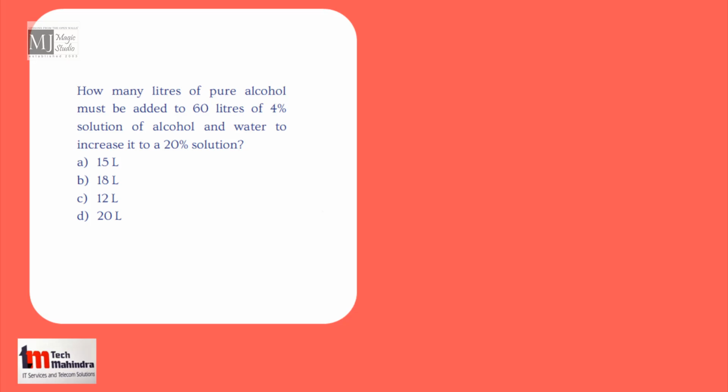A very peculiar question from mixtures. And with this question, I'll try to explore different methods which we can use in these kinds of questions. How many liters of pure alcohol must be added to 60 liters of 4% solution of alcohol and water to increase it to 20%? Fine. Initial volume is 60 liters and 4% is alcohol. 4% of 60 is how much? 2.4. So we can use first the equation method.